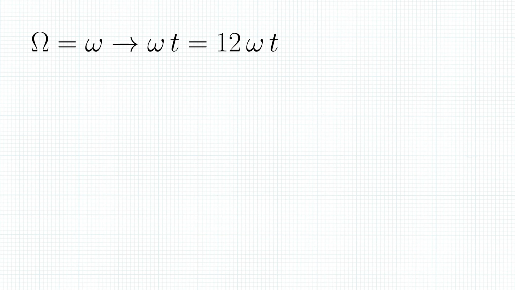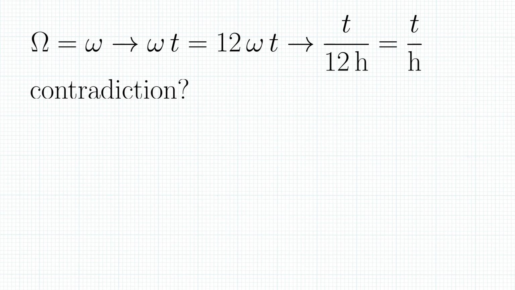For the fourth method, we simply state that the angle traveled by both hands has to be the same for them to overlap. I think this is actually the most intuitive approach, but I also think it is the worst way of solving the problem. Anyway, it yields an equation for t that seems contradictory at first. t over 12 hours equals t over 1 hour. There is no contradiction, however, if we look at how the angle works for values greater than 1.